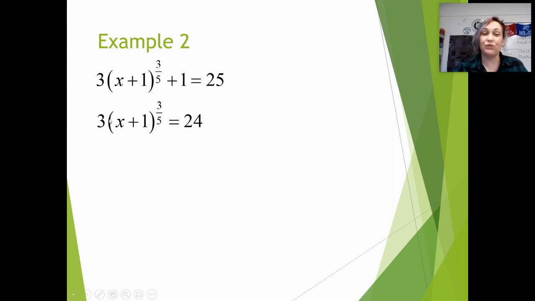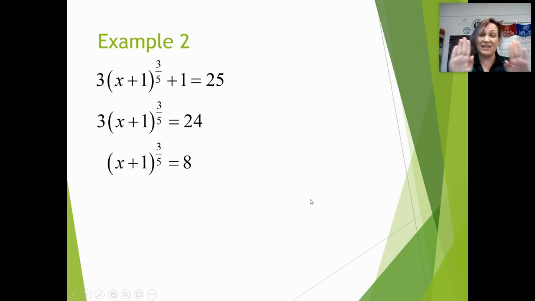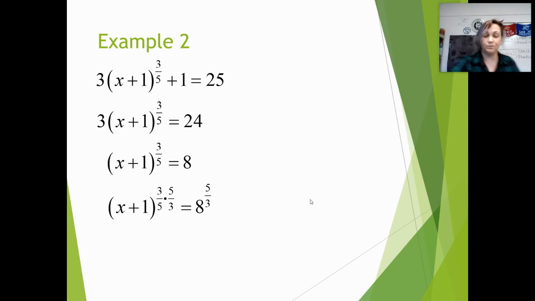Next, I'll take this front number 3 that's technically being multiplied, and I will divide it to the other side. Once your parentheses are completely alone, then you can take the reciprocal of your exponent, and you have to do it once on each side. So make sure it's a 5 over 3 on both sides. On the side that had the original exponent, those will cancel. It's very nice. And then on the other side, we've got to figure out what that turns into.